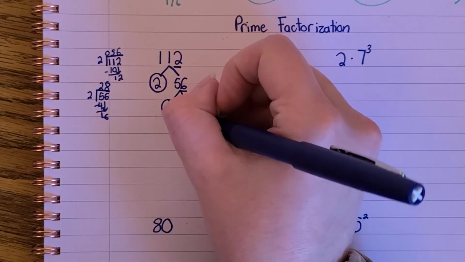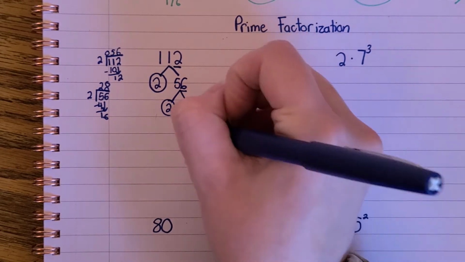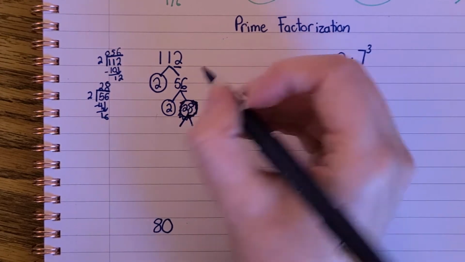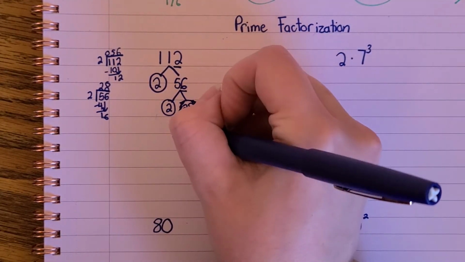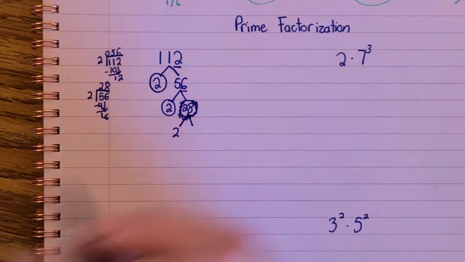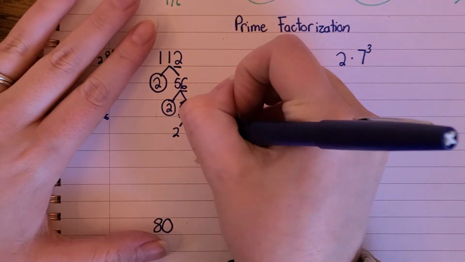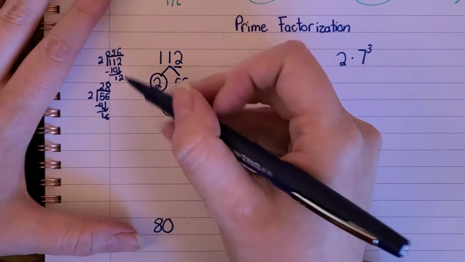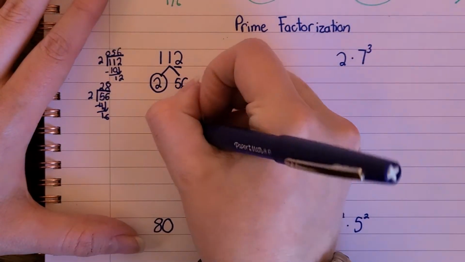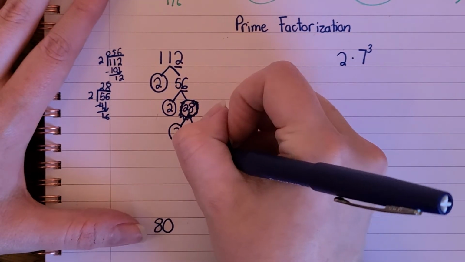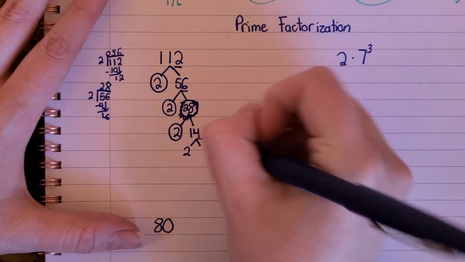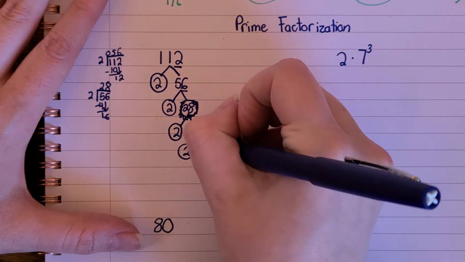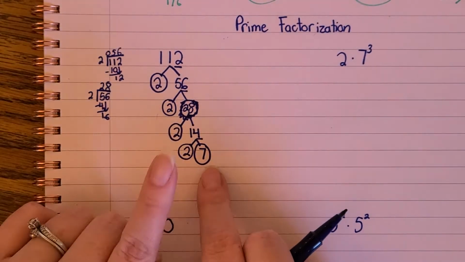Oh, sorry, I did not mean to circle that. This is not circled. It is not prime. 28 can be broken up again, and again, it is even. So we have a 2 times, what number gives me 28? I know half of 28 is 14. The smaller it gets, the easier. If you don't know what 28 divided by 2 is, do it off to the side. All right, 2's done. 14, split it up. 14 is even, so I'm going to do 2 times, I know it's 7. 7 is prime. The only factors are 1 and itself, so it's done.